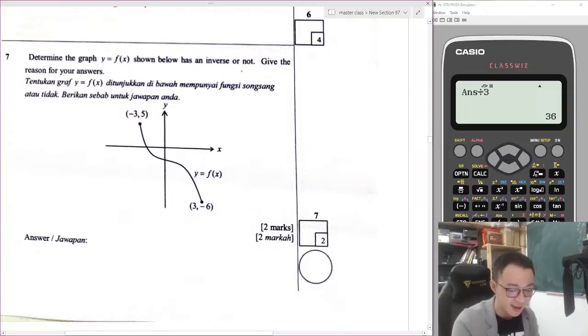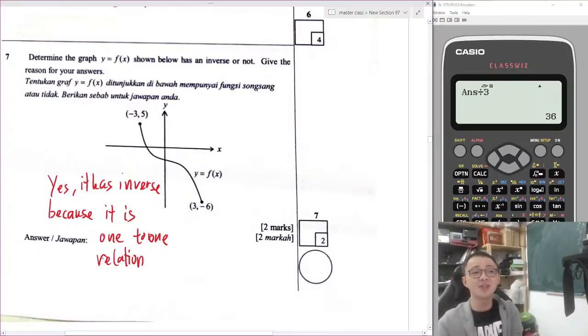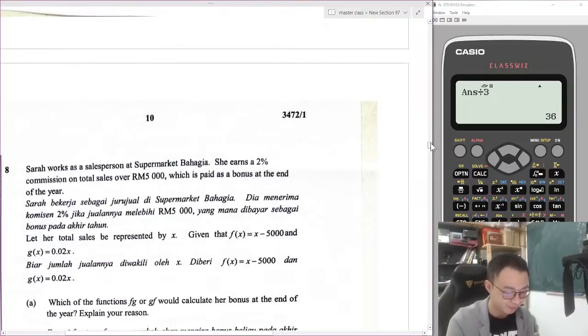So they say, does fx have an inverse? Yes, I will say yes, it has an inverse, because it is a one-to-one relation. Okay, because this one is a one-to-one relation, therefore it can have the inverse function. 2 mark is testing your understanding.